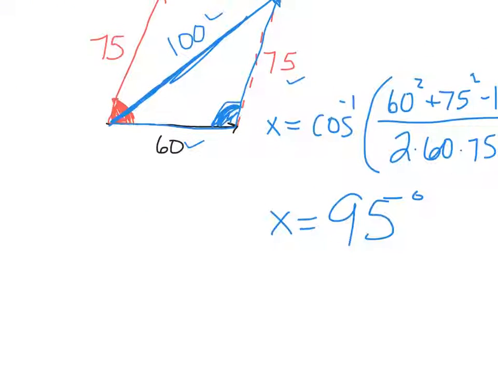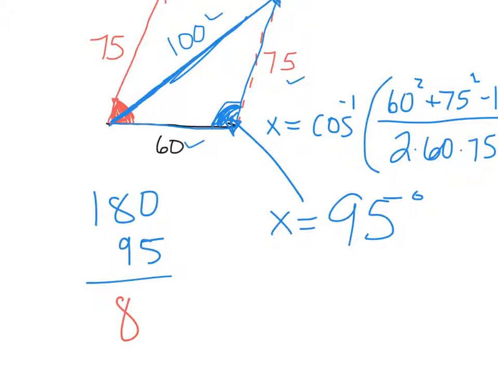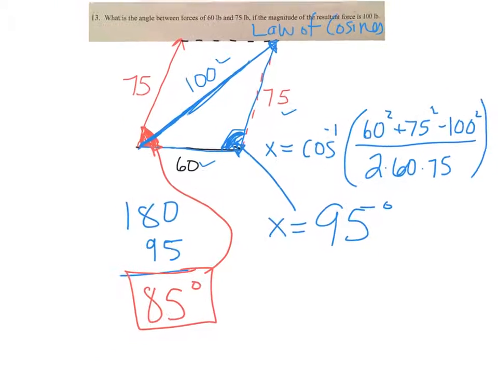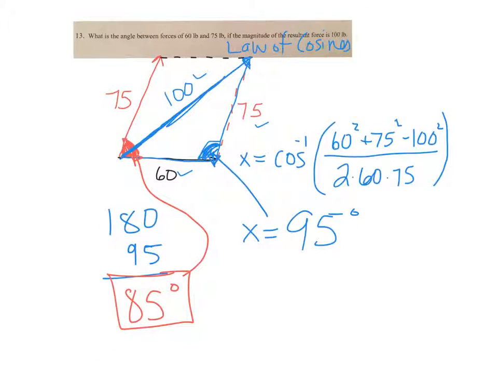Okay, now that's not the angle between my 60 and my 75. Remember, that's this angle right here. So if I subtract this from 180, 180 minus 95 tells me that the angle that these two things started out at was actually 85 degrees. So 85 degrees is the measure of the angle between the 60-pound force and the 75-pound force. So we use the law of cosines to find the angle across from the resultant, and then subtract it from 180 to find our desired angle.